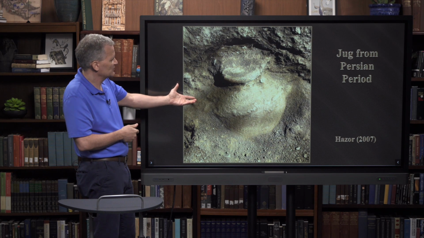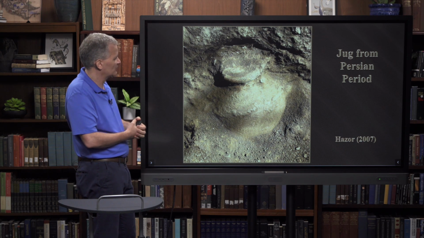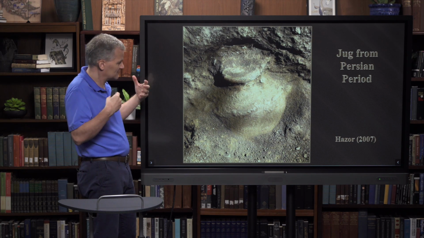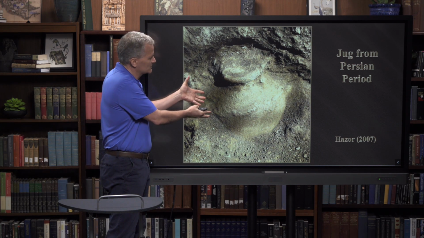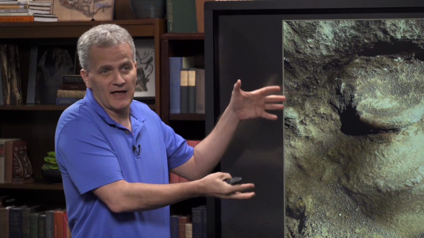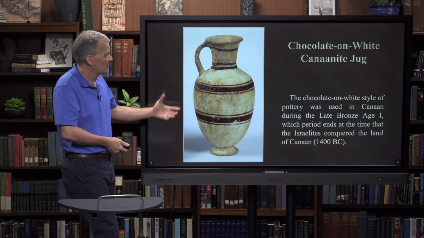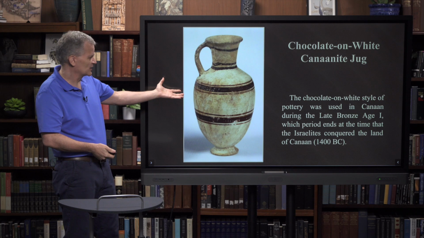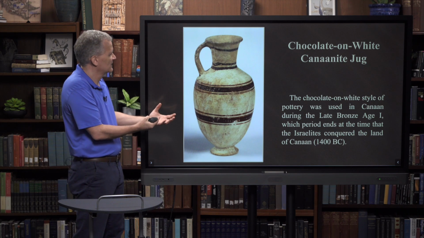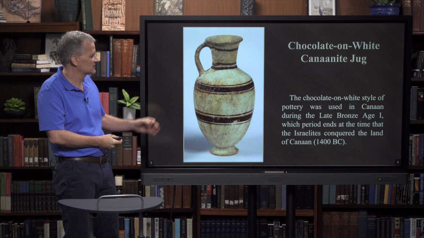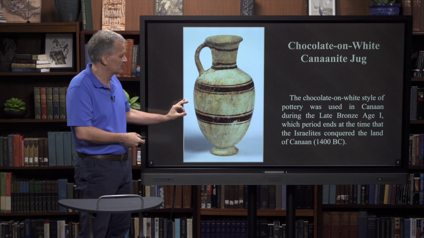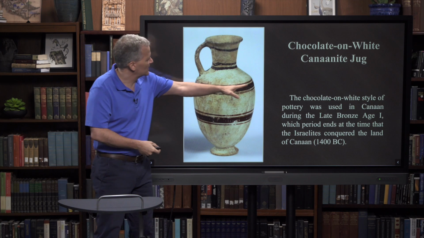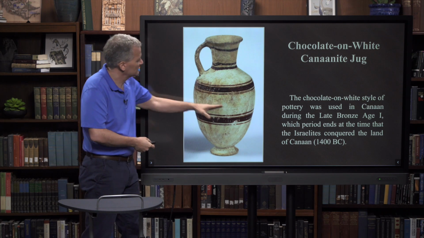Here's an example of a jug from the Persian period that we excavated when I was part of the dig at Hatzor. And we had an exciting time, coming upon this pot and being able to dig down and find this piece of pottery and carefully excavate the area that's around it to be able to pull out the pot. We also have, especially from tombs, full pieces of pottery, such as this chocolate on white Canaanite jug that's specific to the late Bronze I period. We know that because of its bichrome color and because of its chocolate on white lines here.